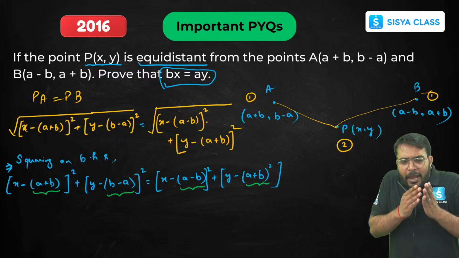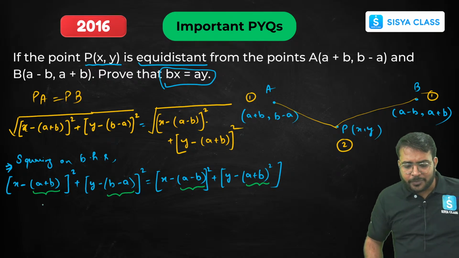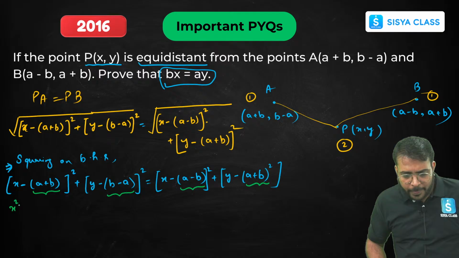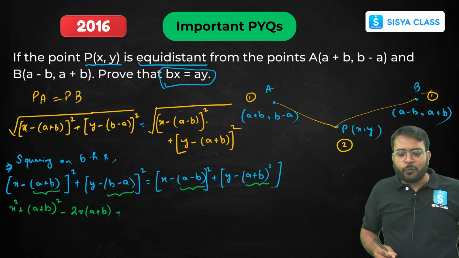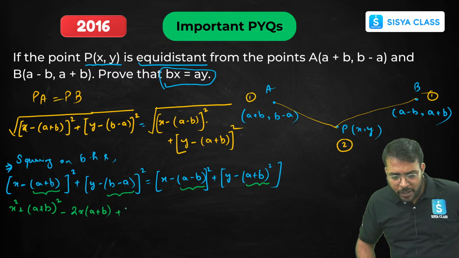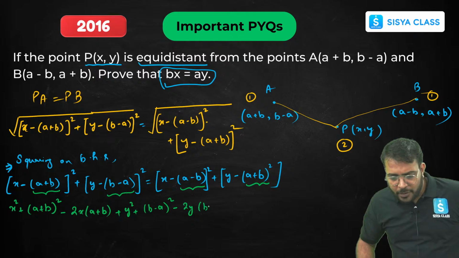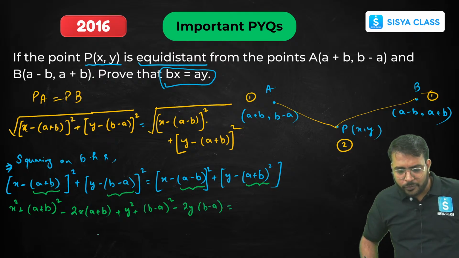So x minus something whole square means beta x square plus that square minus 2ab, okay, 2 into x into a plus b. Yes or no? Fine. Plus y minus something whole square means beta it is going to be y square plus b minus a whole square, okay, fine, minus 2y into b minus a, yes or no, is equal to, got it?